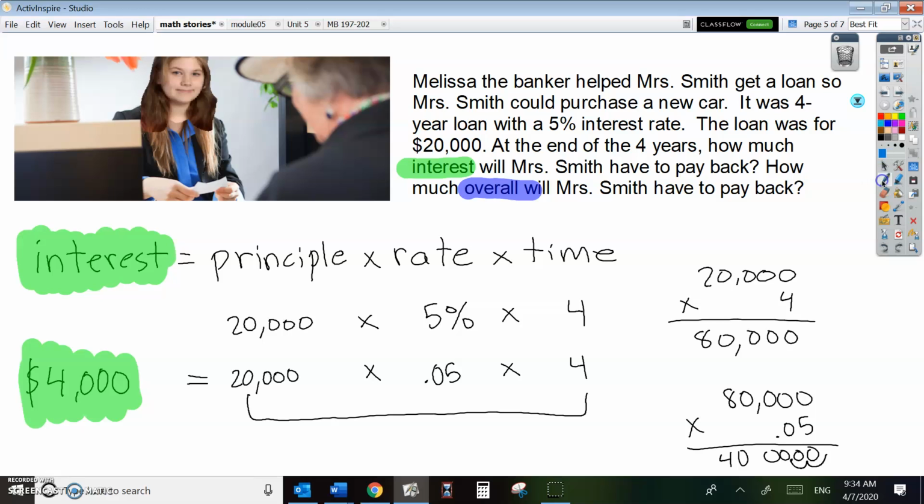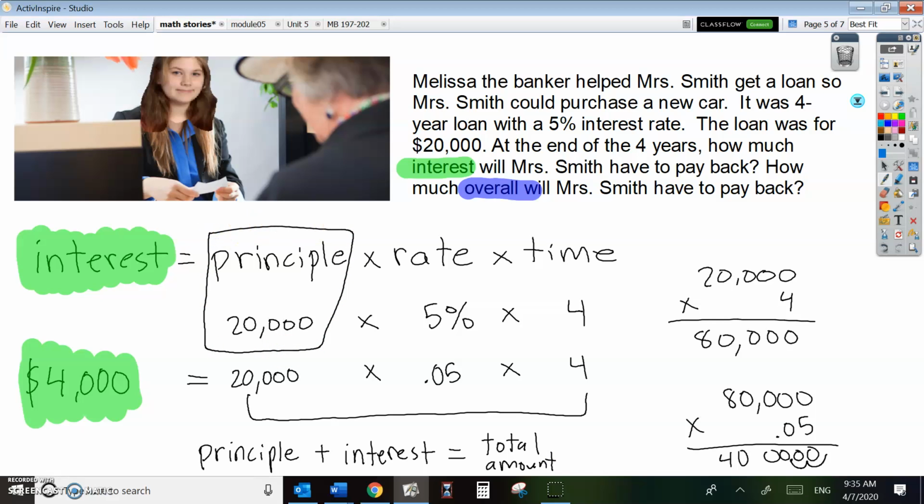She will need to pay back the principal amount also. So principal plus interest equals the total amount that she'll pay back. So $20,000 is our principal. So let's add that to 4,000 for a total of $24,000.